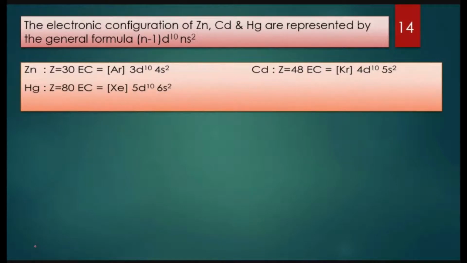So here, if you carefully observe the electronic configuration of these three elements, one thing we will find out is that they have completely filled d and s orbitals. So the general electronic configuration for these three elements is written as (n-1)d10 ns2.